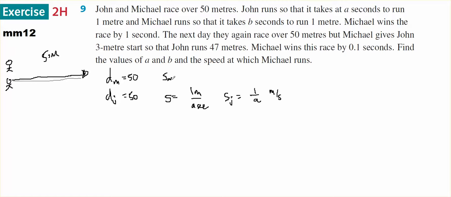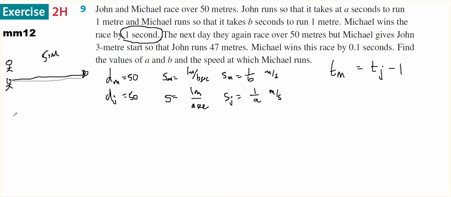And the speed of Michael: it takes B seconds to run 1 metre. So that's 1 metre in B seconds. So the speed of Michael is 1 on B metres per second. Michael wins the race by 1 second. The time that Michael takes to run the race isn't equal to the time of John, because Michael beat him by 1 second. So Michael was smaller in time, therefore I need to minus 1 from John's time, because John was slower by 1 second.